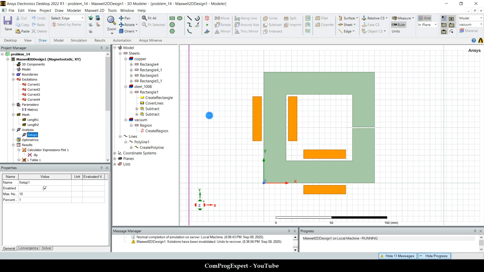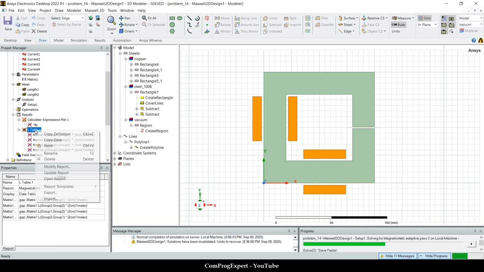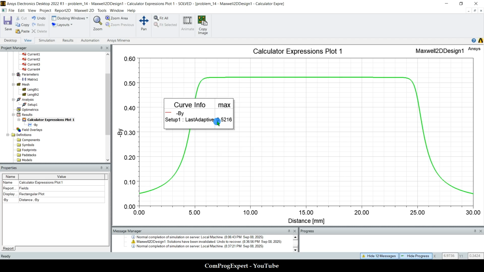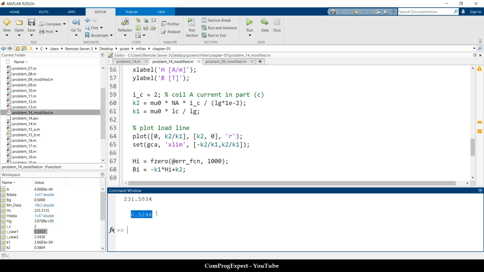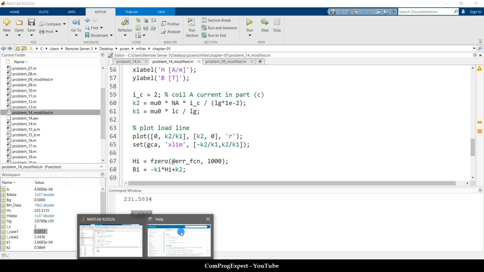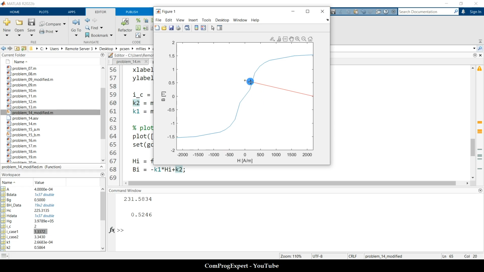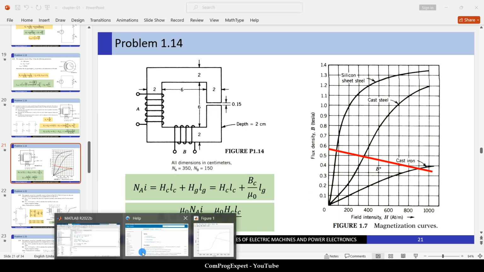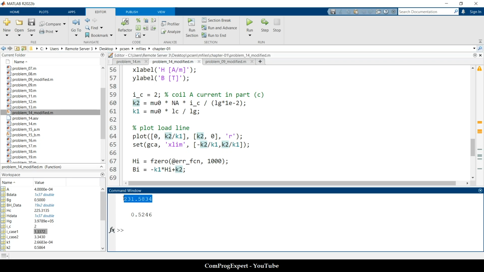Analyze. In this case, we can calculate the value of the By, and also this is the B in the air gap, 0.52. Okay, 0.52. The same number that we calculated here, the intersection point. We calculated the load line equation, the BH curve equation, and we calculated the operating point. This is the value of the H inside the iron.